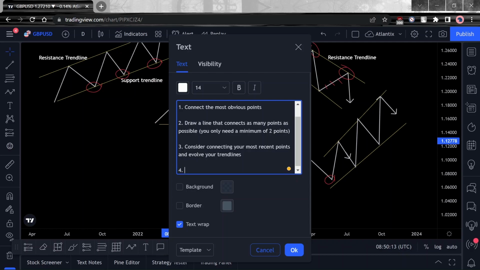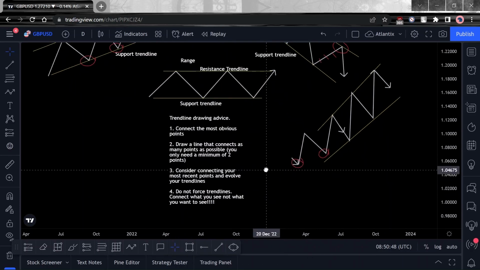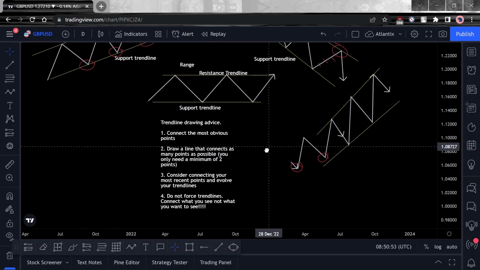Number 4, you need to be able to connect what you see. This is something that I can't stress enough. So do not force trend lines. Let's say connect what you see, not what you want to see. Okay, extremely important, this one. Make it easy for yourself to spot the direction by connecting the points that are obvious.